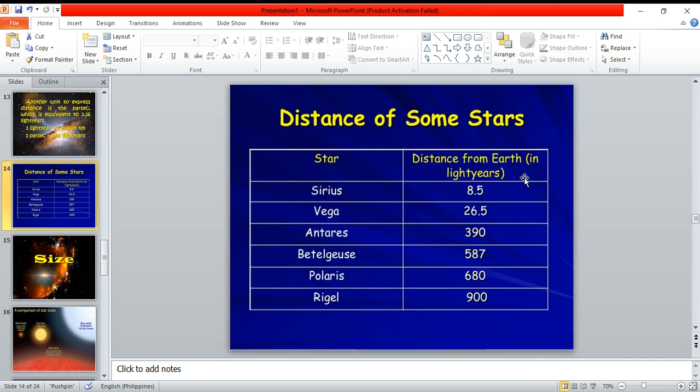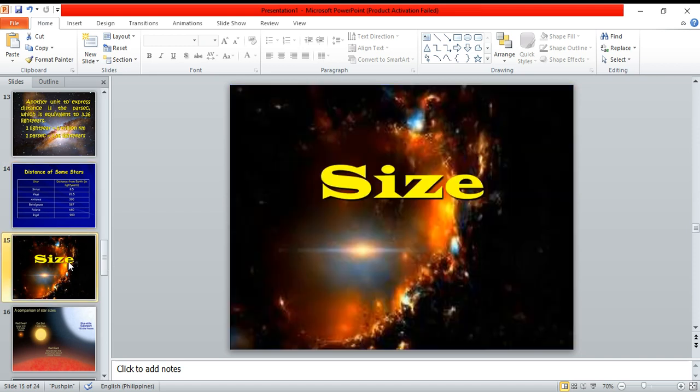So in this column, these are some distances of the stars. For Sirius, the distance in light years is 8.5, while for Vega it is 26.5. Antares is 390 light years, and so on. Now let's move on to the sizes of the stars.